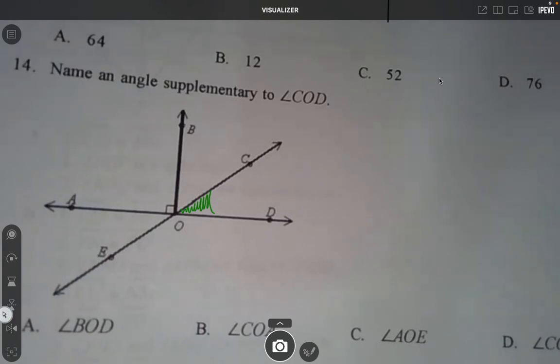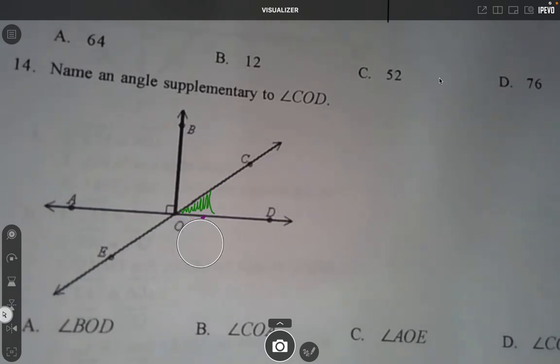Now, there are only two things that would make a straight line. I'll do this one in purple. And let's see. This is angle COD. This one right here would make a straight line with it, but is EOD an answer choice? It is not.